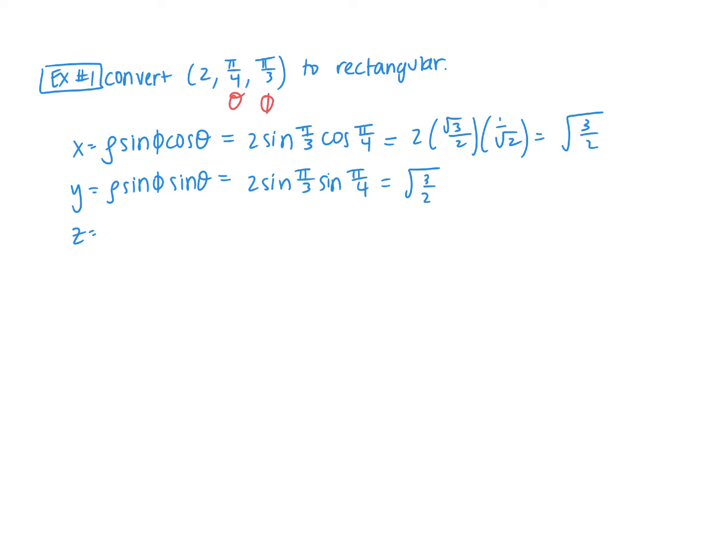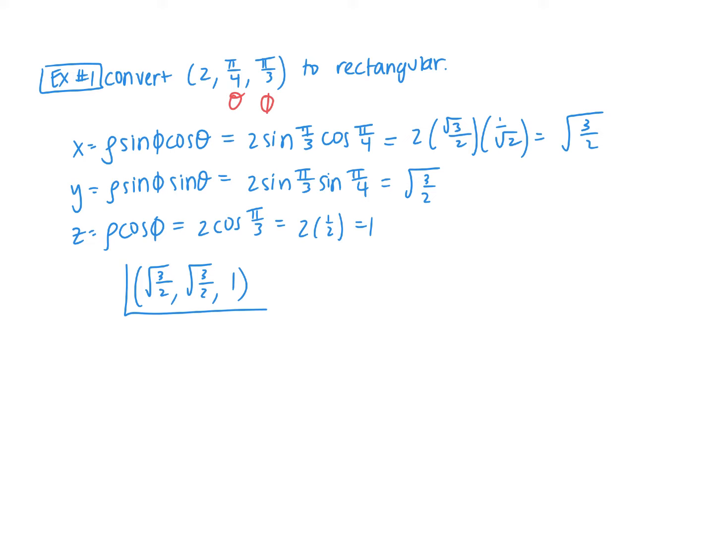So our z then is rho cosine of phi. So that would be 2 times cosine of pi over 3, which is 2 times 1/2, which is 1. So that point in spherical could also be written as square root of 3/2, square root of 3/2, 1.